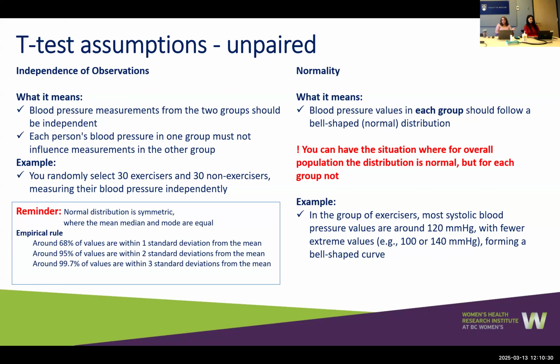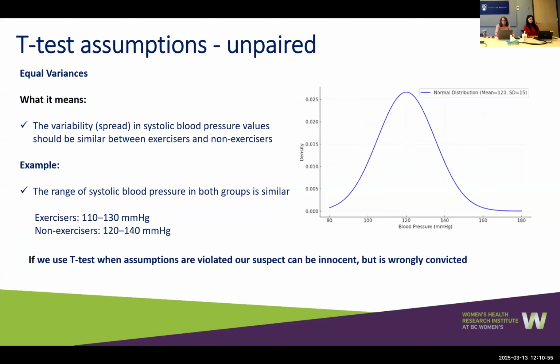So for example, for unpaired tests, we can say the group that exercises has most systolic blood pressure values around 120, with fewer extreme values, forming a bell-shaped curve. But for those that do not exercise, maybe the distribution of systolic blood pressure will be much different. So, an additional assumption for the unpaired test is equality of variance.